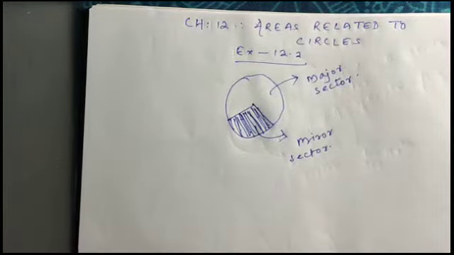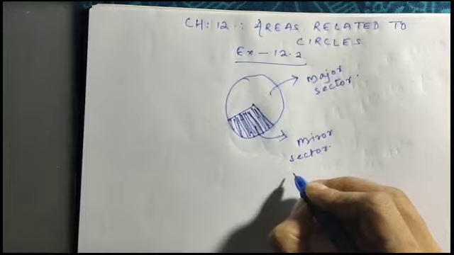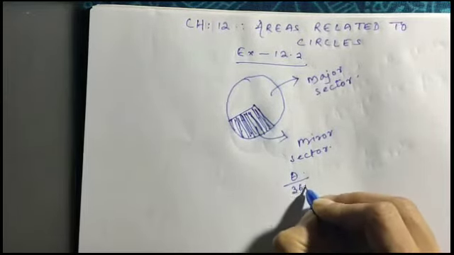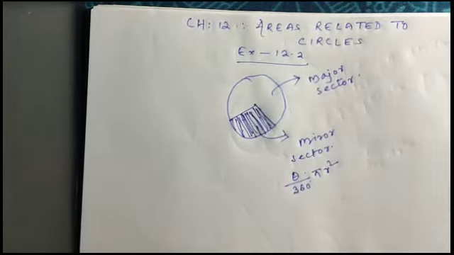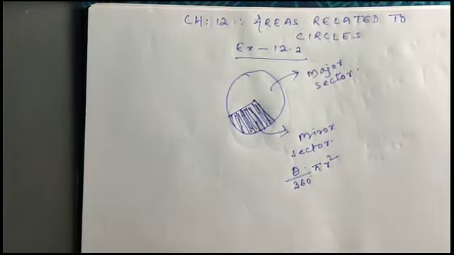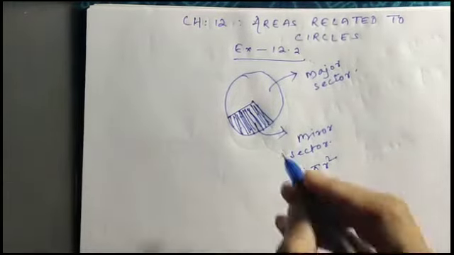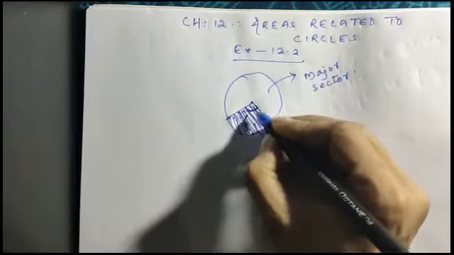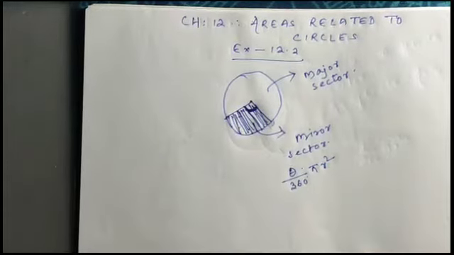Let me tell you the formulas for the minor sector and major sector. To find the minor sector, the formula you are going to use is theta by 360 times pi r squared. Now, where will I get this theta? The angle that will be given for this sector, this angle is the theta here.